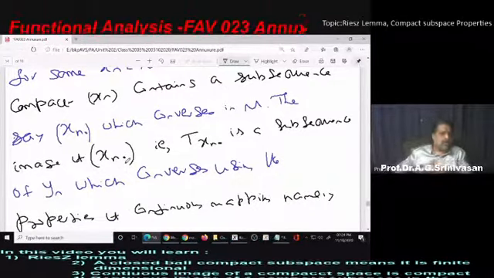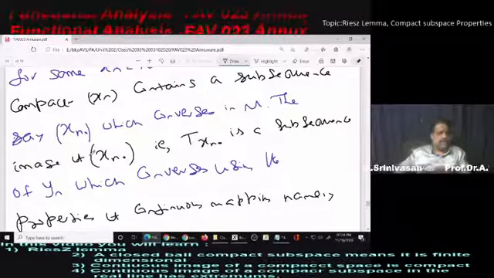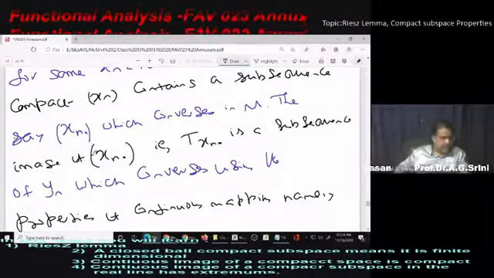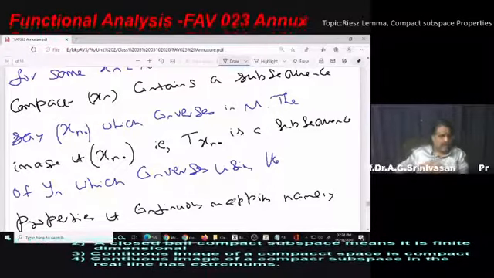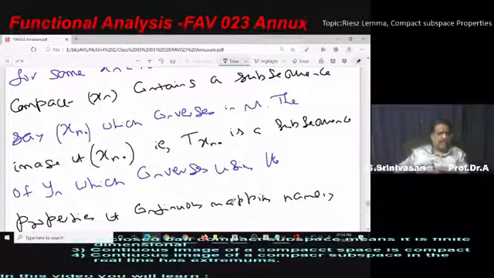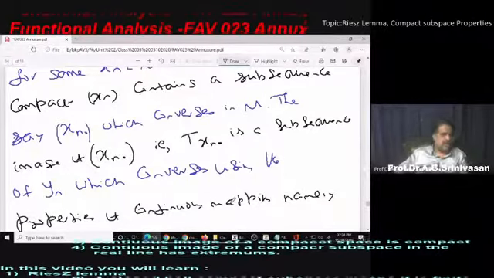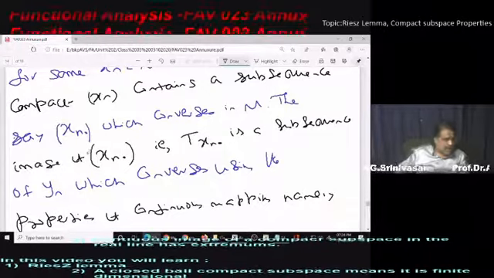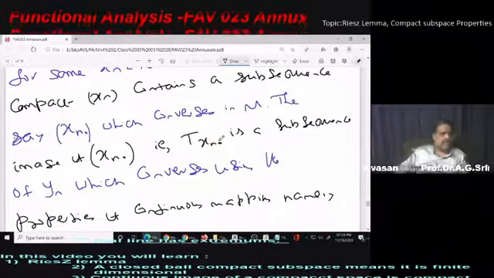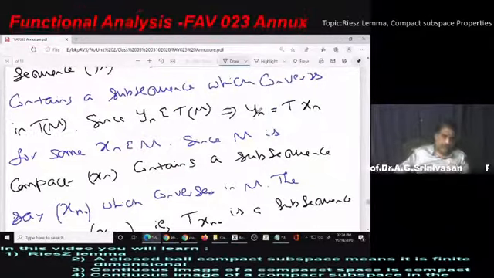Therefore, the corresponding image Txn naught also converges, because xn naught is a convergent subsequence and because T is continuous, Txn naught is also convergent. We already proved a theorem that if xn converges to x naught, then Txn converges to Tx naught, if T is continuous. So since T is continuous and xn naught converges, Txn naught converges to yn naught.